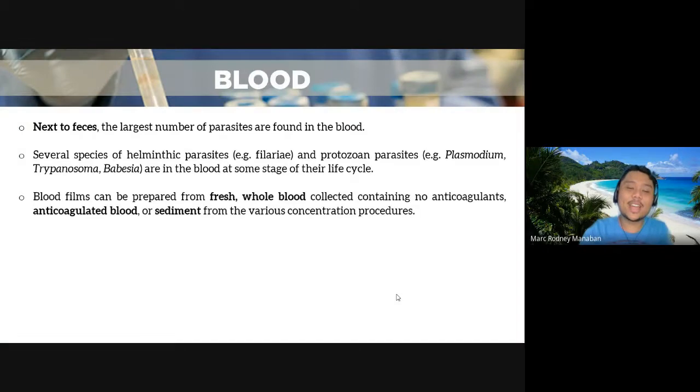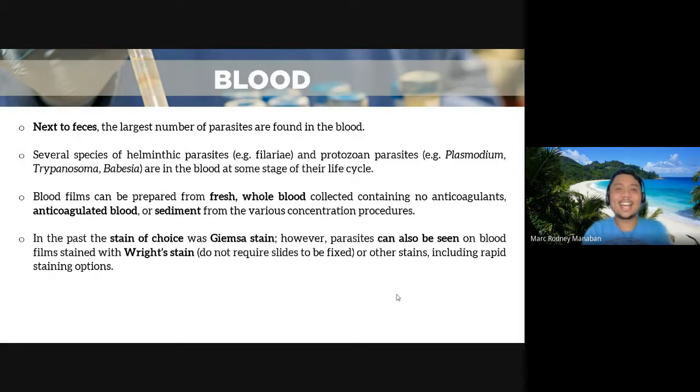Now, again, continuing, for your stain, there's no use if we don't stain your smears. We can't see them under the microscope, or they won't be clear. So the stain of choice for the longest time is Giemsa. Okay, Giemsa. But in recent years, many stains have been developed and can be used. One of them is your Wright stain that we use for staining your peripheral blood smears in hematology, and also other rapid staining options, okay?